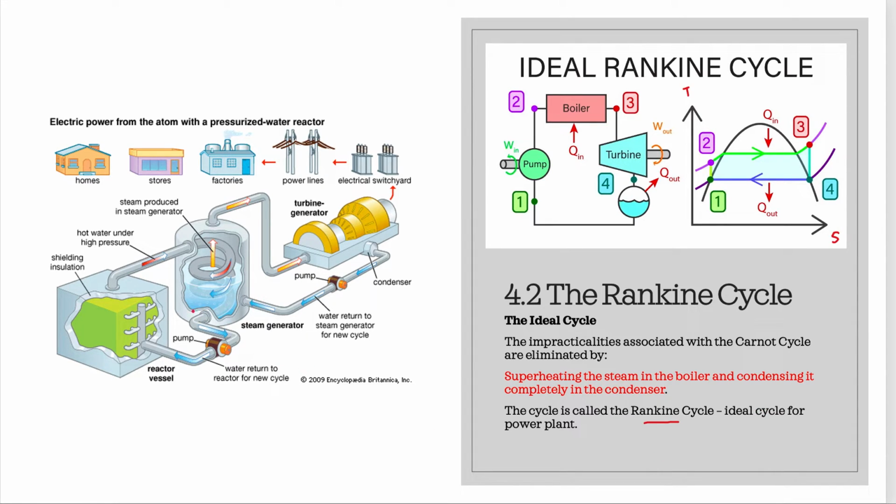Okay, so if you can see from this figure, we have this component in here. So from this cycle, it will produce W dot out, which will operate the generator, and the generator will produce electricity, and the electricity will convey to factories, stores, and homes.